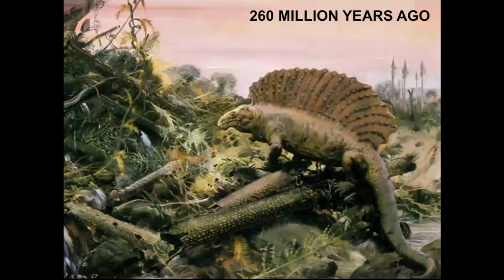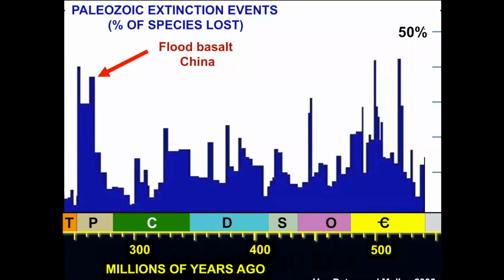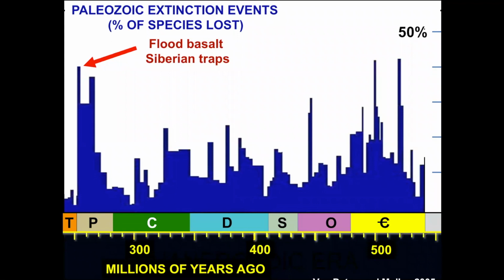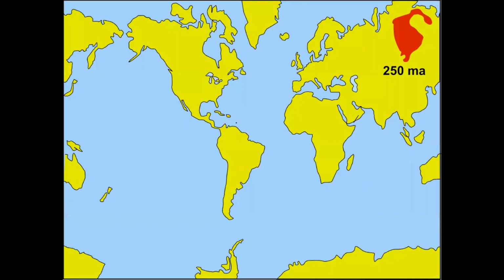There were lots of large reptiles that existed. This particular reptile has a skull type that is reflected in all the mammals today. This is probably in the line of development of the mammals. There are two extinctions, one of which is linked to a flood basalt in China that changed the climate drastically, but the other one is also connected to flood basalt in what are called today the Siberian traps.